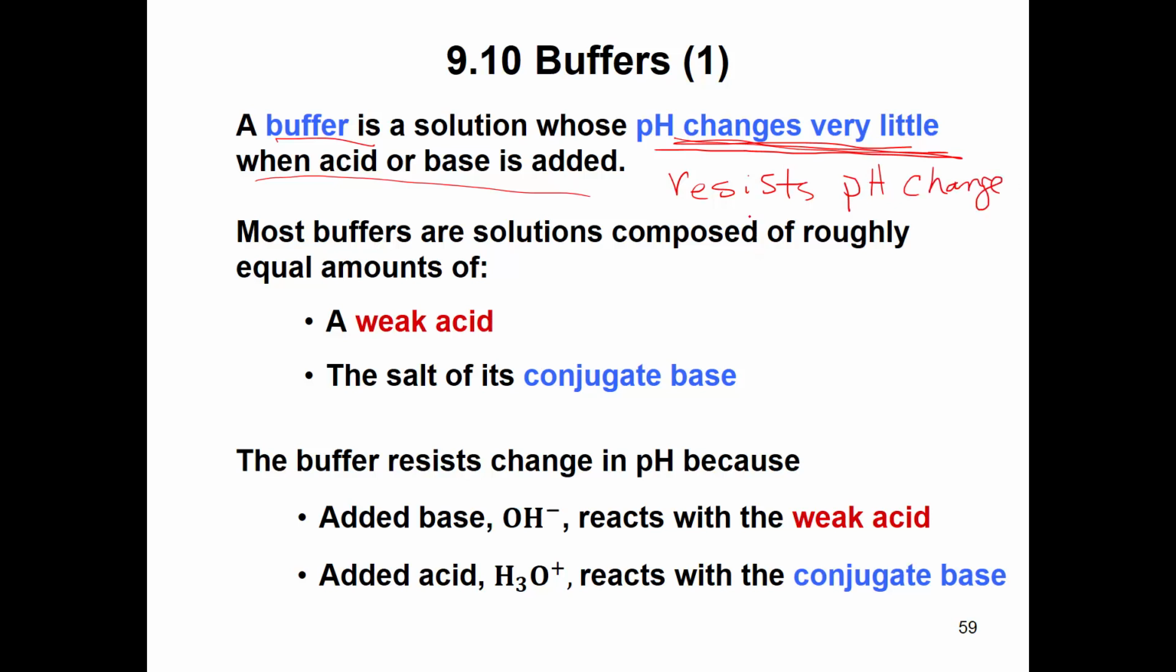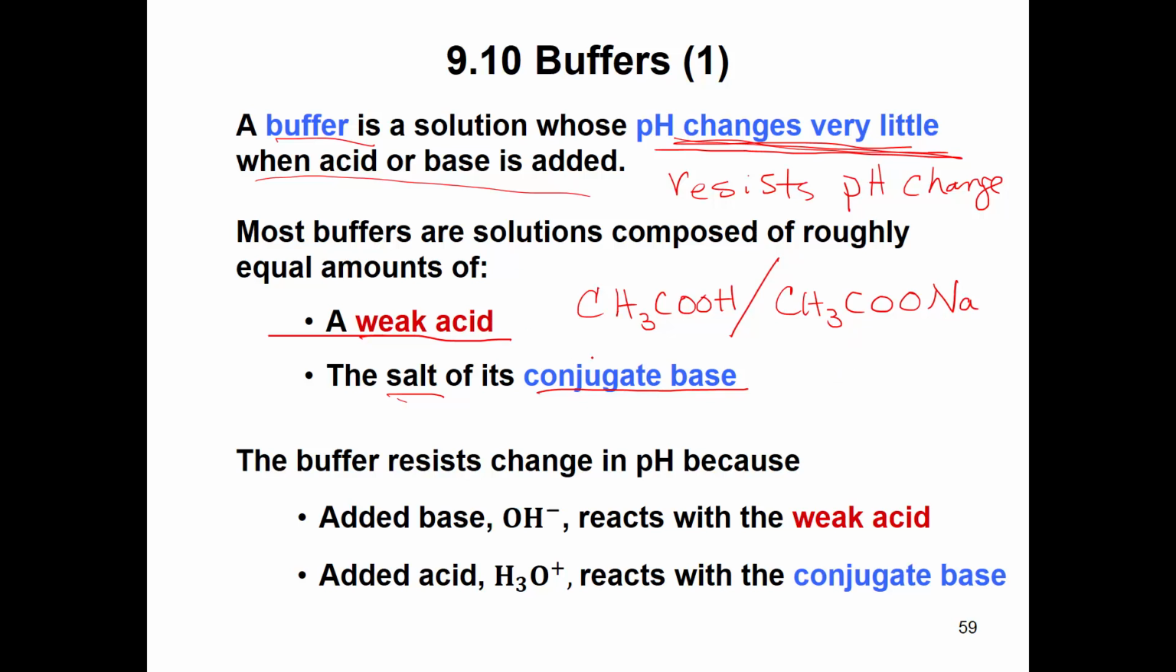Most of these buffers are going to be a weak acid with its conjugate base salt. So a weak acid with its conjugate base. Remember, one of the weak acids we said was acetic acid. And so you would mix acetic acid and the sodium salt of acetic acid. So that's an acetate buffer.